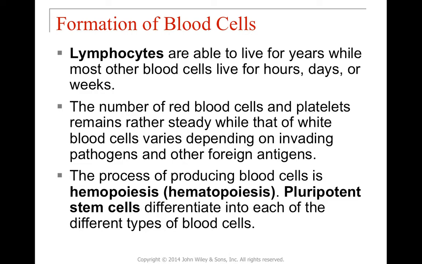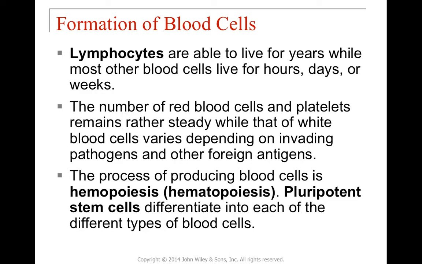But the process of producing white blood cells and red blood cells is hemopoiesis or hematopoiesis, and that's basically how we're going to make the blood cells. Poiesis just means to create, and hemato is referring to blood supply. Pluripotent stem cells are going to be the cells that create these cells. Pluripotent stem cells are basically cells that are able to differentiate into multiple different things, but not everything.